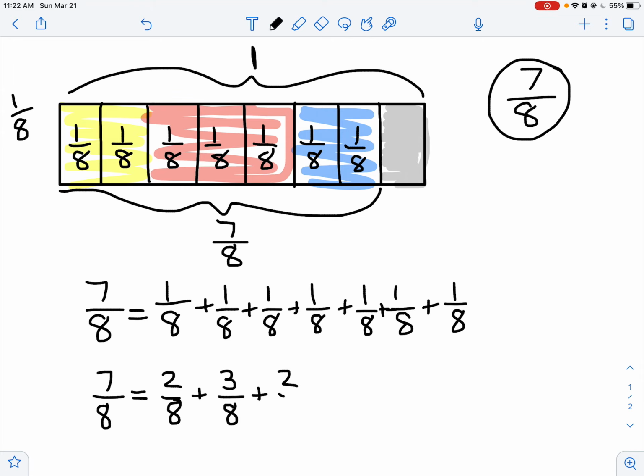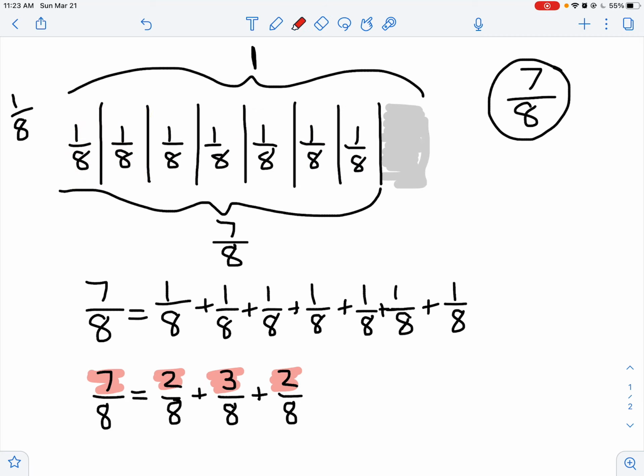3/8, there's my red, and 2/8, there's my blue. And if I look across my numerator, 2 plus 3 plus 2, that makes my 7. And remember, the denominator is just our unit fraction. It's just telling us that we are talking about eighths. That's our unit. What would be another way I could break it up?